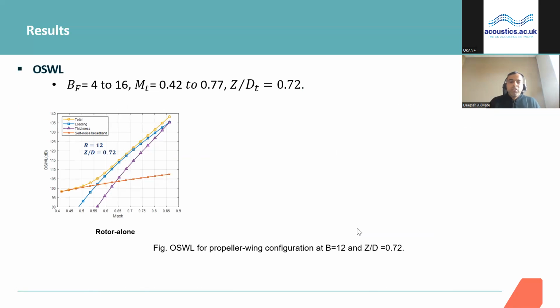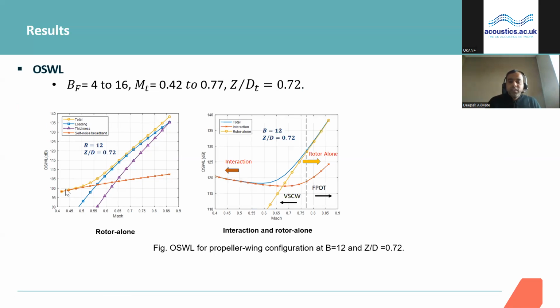To look at more details, I tried to show the rotor alone as well as the interaction noise sources for one blade number. There's a 12 blade number and the separation distance of 0.72. Here you can see that, as we mentioned earlier, the rotor alone dominates at the high tip speeds, but at the low tip speeds, the broadband noise dominates. But when you install it very close to the wing, the interaction noise takes over at the low tip speeds. And there is a balance between the interaction as well as the rotor alone noise source somewhere here, which gives a low noise configuration.